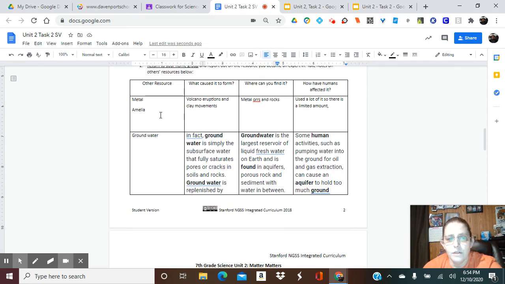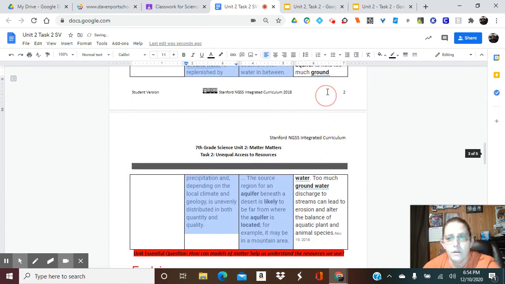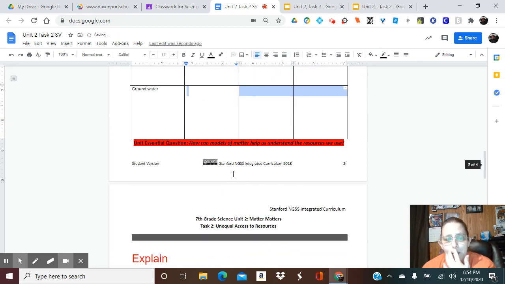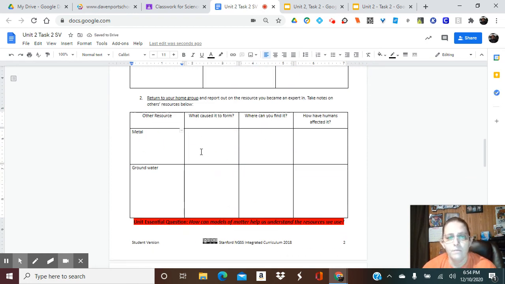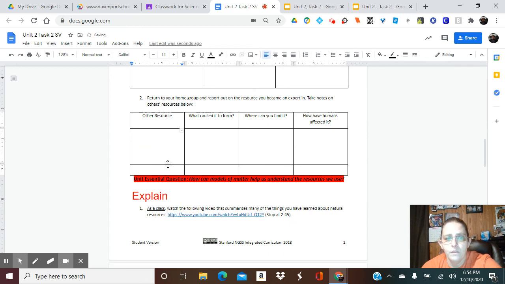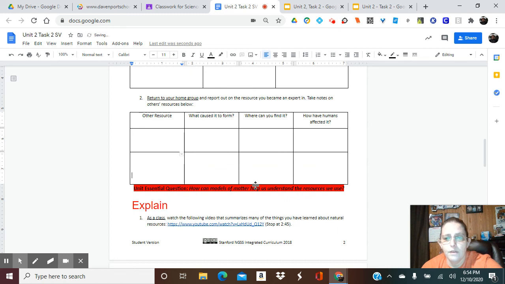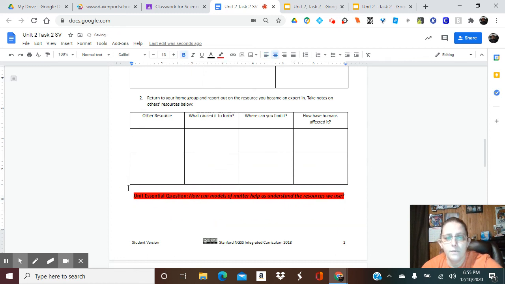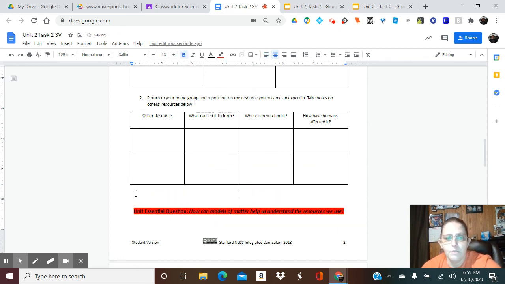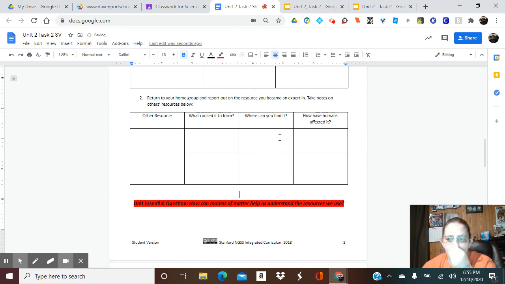Then you're going to do the other two resources, metal and groundwater, and answer the same questions. For metal: what causes it to form, where you can find it, and how have humans affected it, same as groundwater. That is what you are doing for this activity. If you have any questions, let me know. Otherwise, there you go.